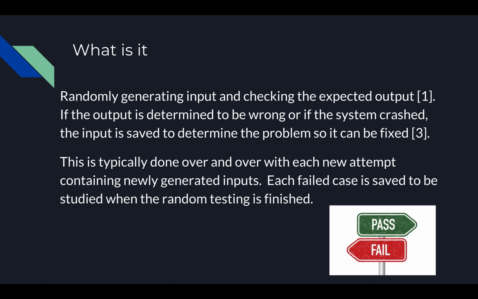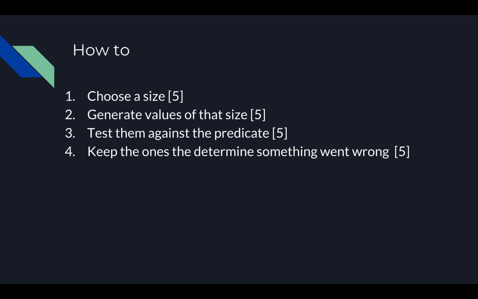This is typically done over and over with each new attempt containing newly generated inputs. Each failed case is saved to be studied when the random testing is finished. You can randomly test something millions of times while you walk away from your computer to find different unexpected crashes or bugs. So the way to do this is you choose your size, then you generate values of that size, and then use those numbers to create inputs and then test the outputs against the predicate or your expected output. Then if something goes wrong, you keep those input values, or you can simply save the number and generate the input values that way and test what you want to test.